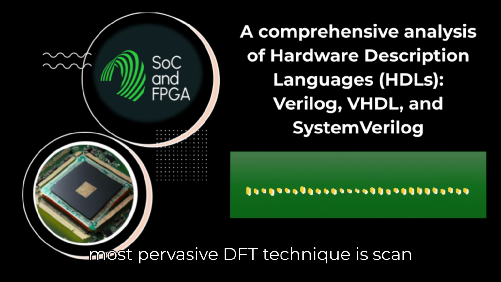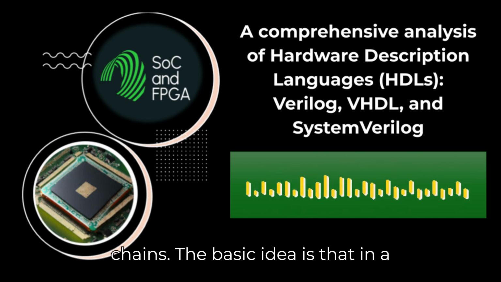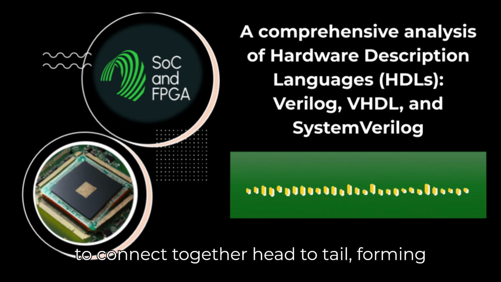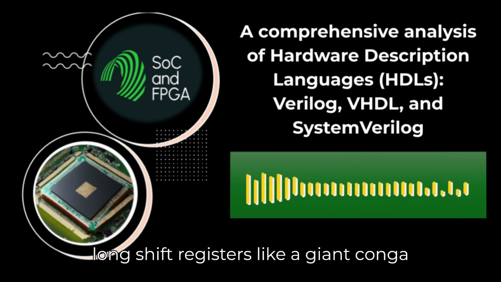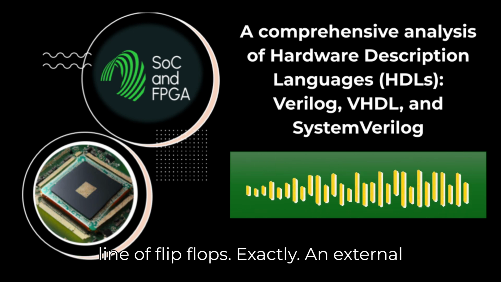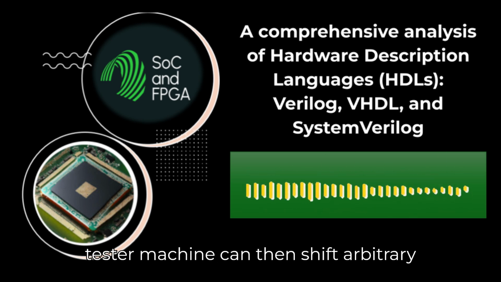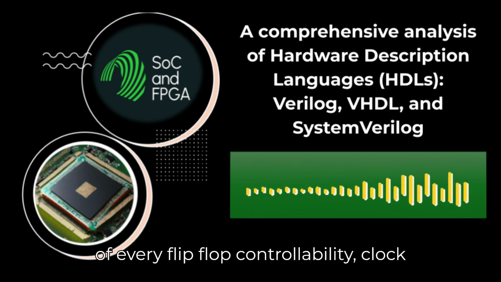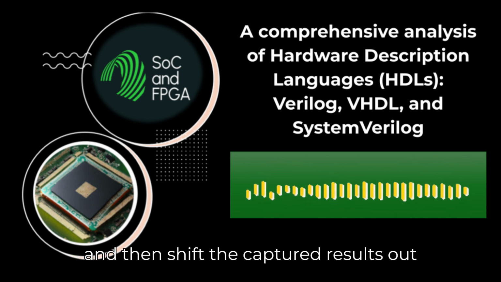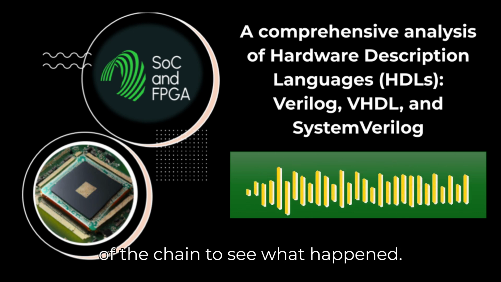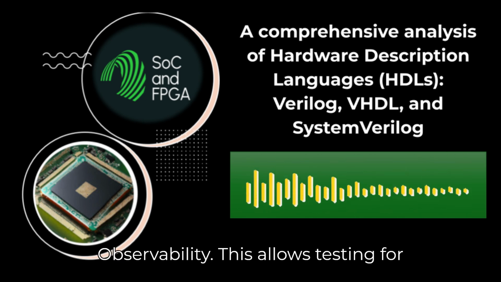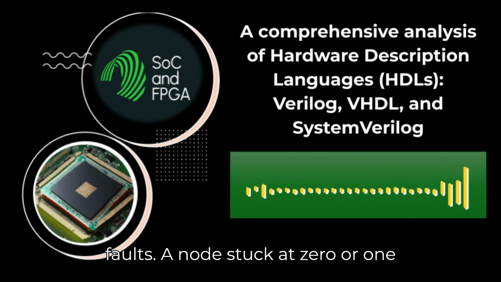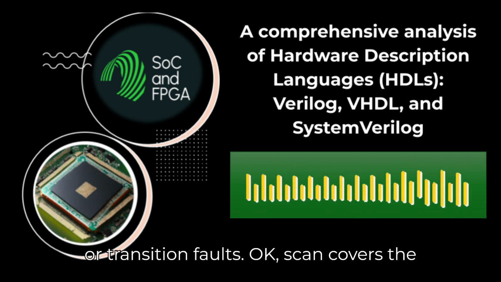So DFT is mainly for manufacturing tests. Primarily, yes. The most pervasive DFT technique is scan chains. The basic idea is that, in a special test mode, all or most of the flip-flops in the design are reconfigured to connect together head to tail, forming long shift registers. Like a giant conga line of flip-flops. Exactly. An external tester machine can then shift arbitrary patterns into this chain to set the state of every flip-flop, controllability, clock the chip once in normal functional mode, and then shift the captured results out of the chain to see what happened, observability. This allows testing for manufacturing defects like stuck-at faults, a node stuck at 0 or 1, or transition faults.